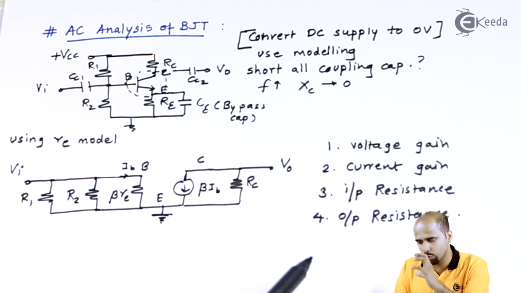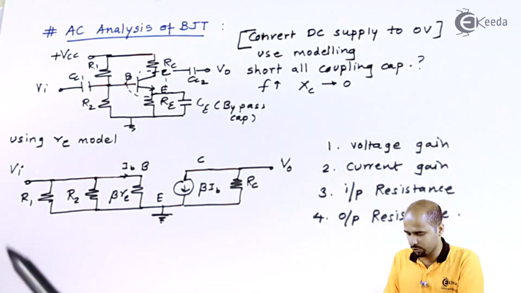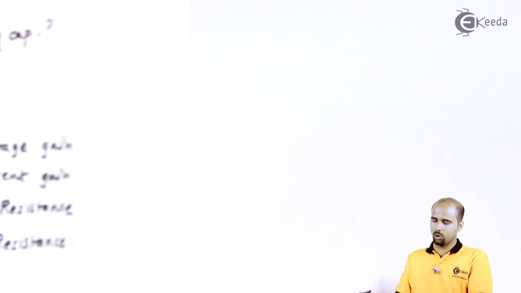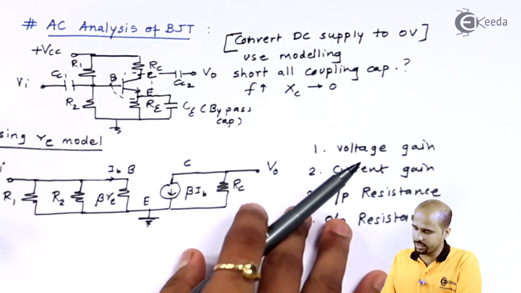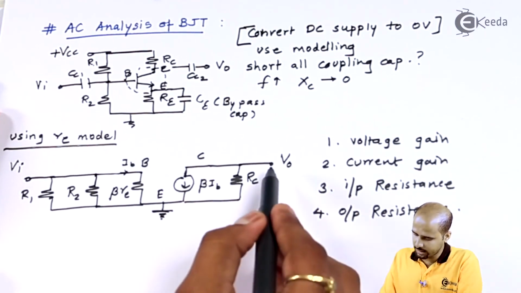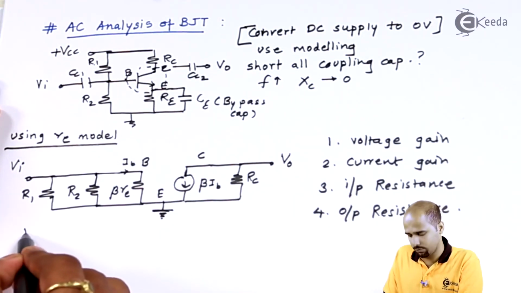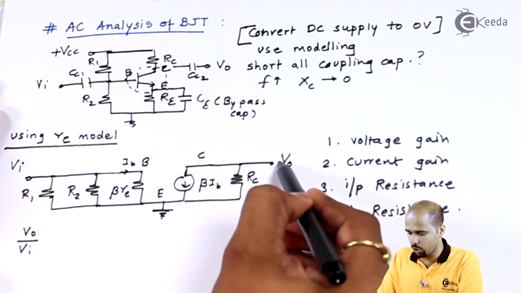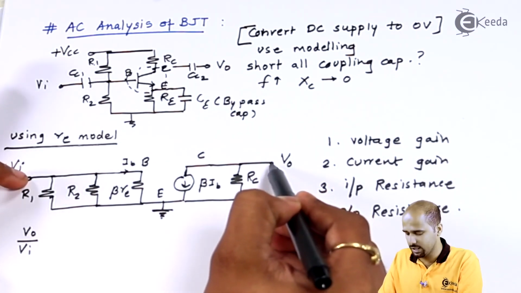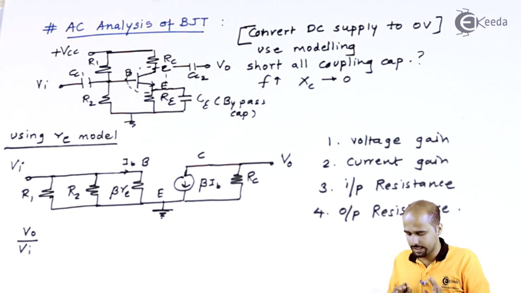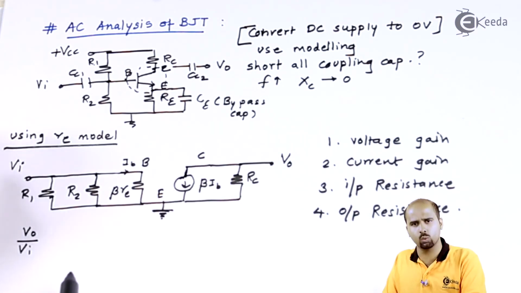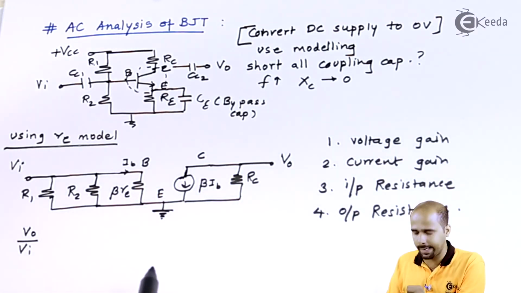So let us first try to figure out the analysis point of view using only the RE model. Okay, so how to find out the voltage gain? Voltage gain is nothing but VO divided by VI. So we have to move from VO and reach towards VI. Whatever ratio we get, that will be your VO divided by VI. So basically we will try to get one particular agent, right?